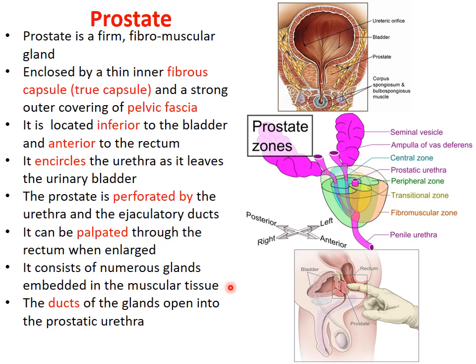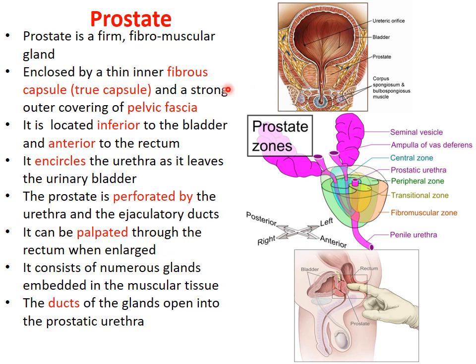Now this is the slide showing the prostate. The prostate is a firm fibromuscular gland, meaning fibers and muscles are also there, enclosed by a thin inner fibrous capsule, the true capsule, and a strong outer covering of the pelvic fascia. So here in this picture you can see the prostate, and it is covered by a capsule, a fibrous fascia. That capsule is called the true capsule or true fascia of the prostate gland.